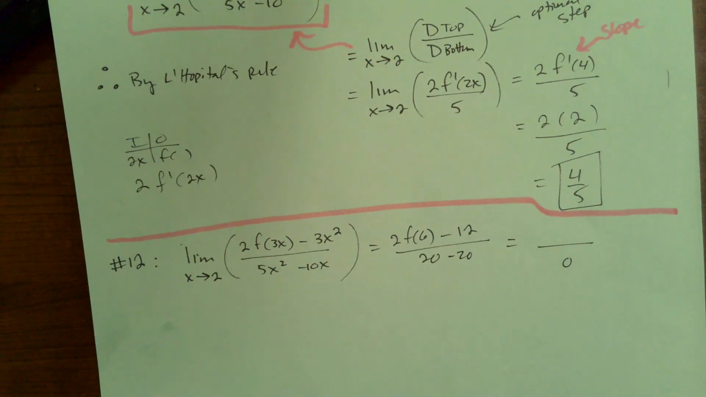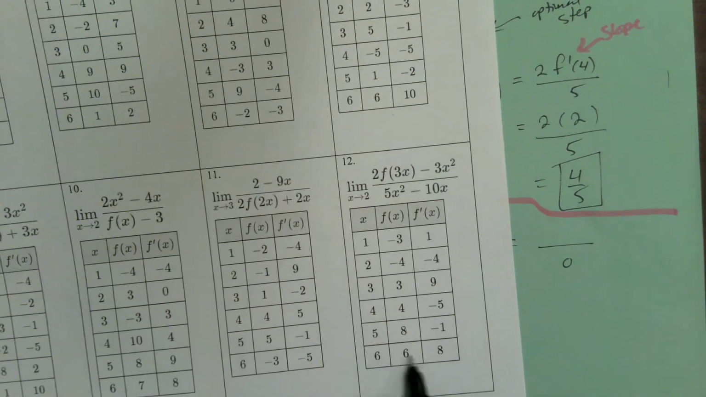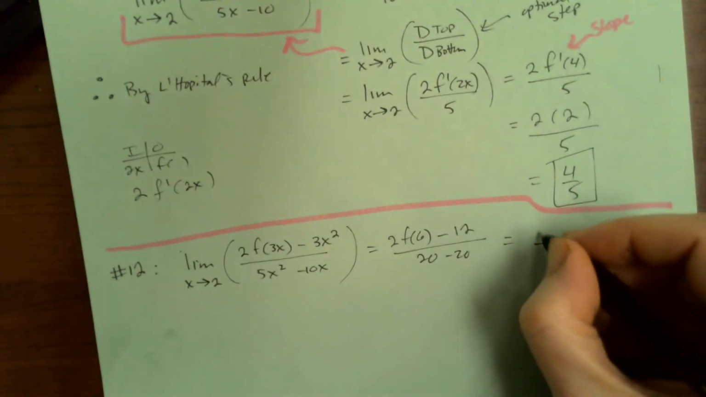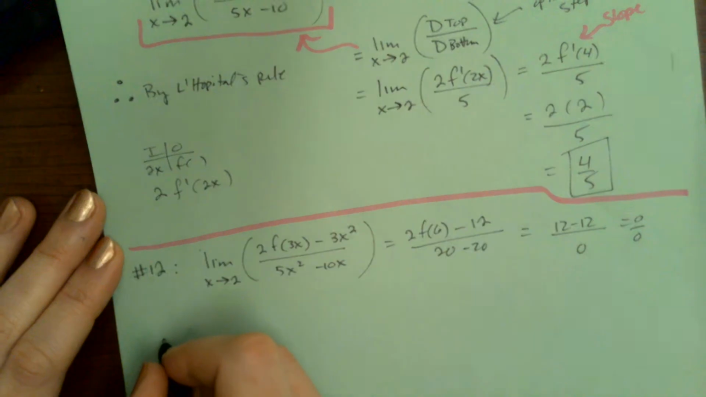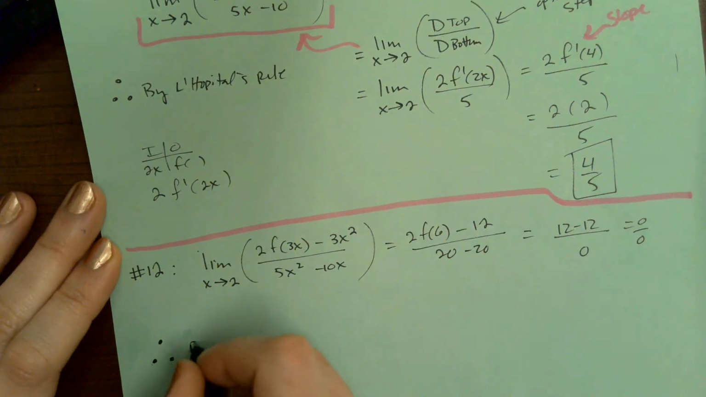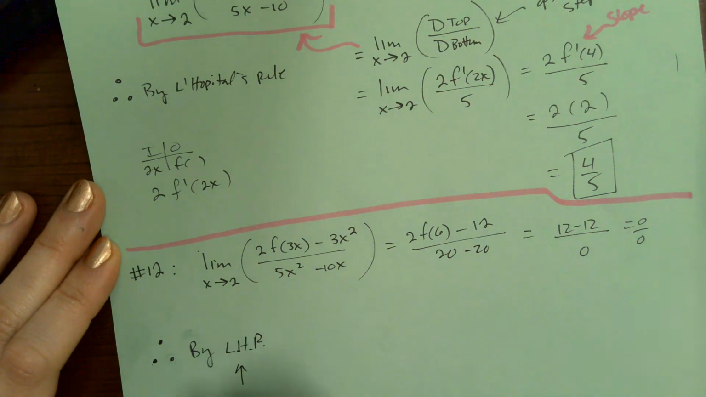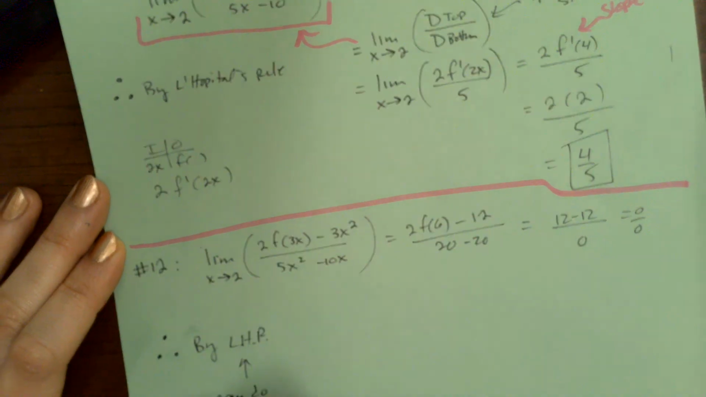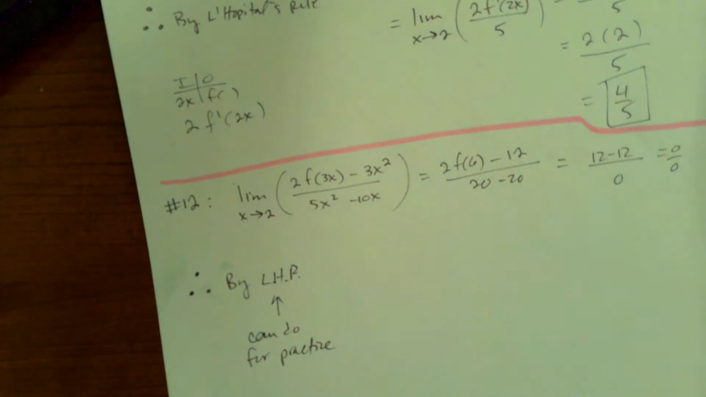Now, to use L'Hopital's rule, I also need 0 on the top. So I need f of 6. The f values are in this column. I go down to 6, so f of 6 is 6. So that's 12 minus 12, so 0 over 0. Therefore, by LHR, that's L'Hopital's rule.